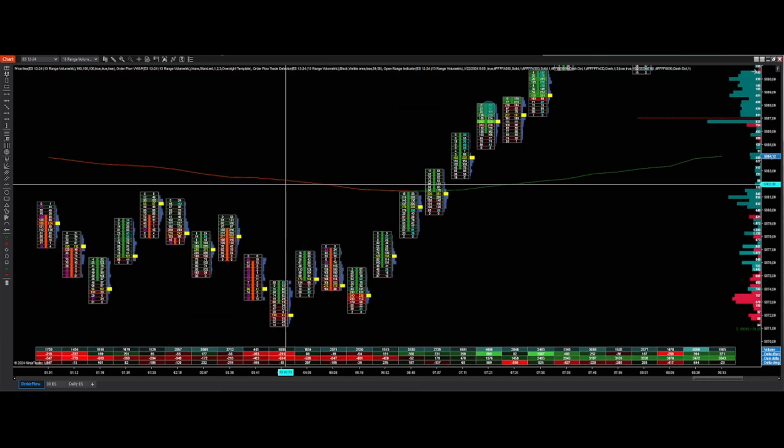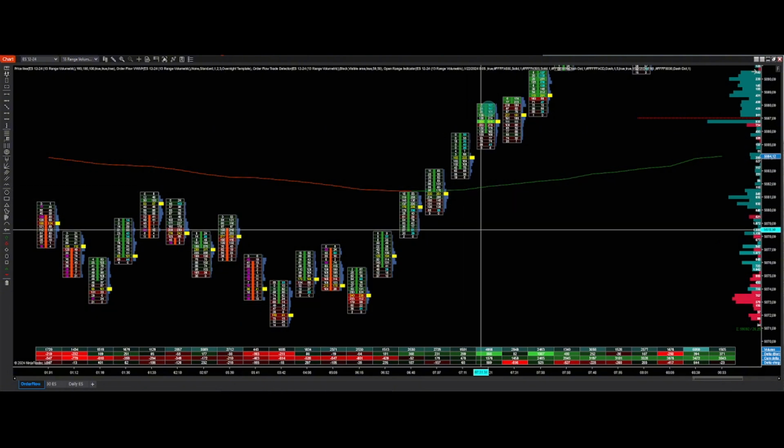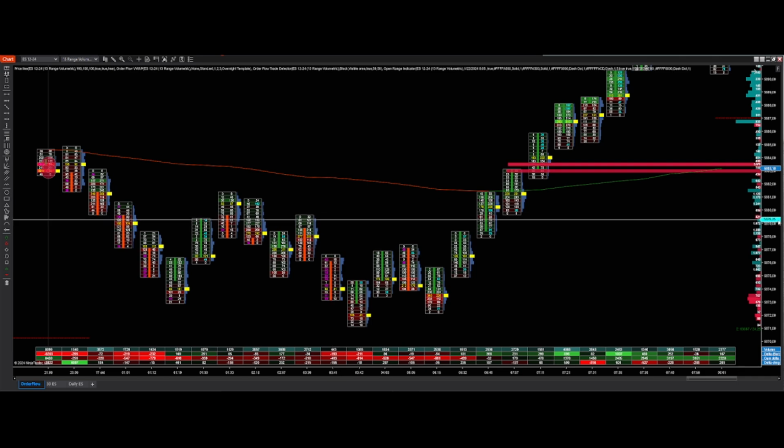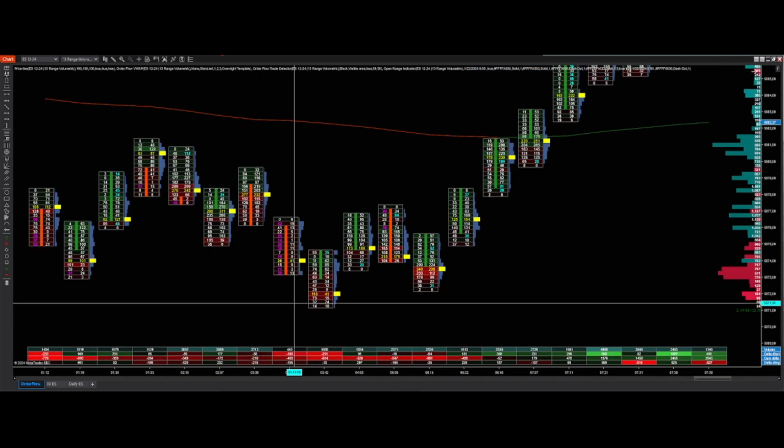So what am I looking for? I look for 3 things specifically. But first, if you don't know what you're looking at on a footprint chart, let me give you a brief explanation. You can also watch some of my previous videos where I explain them in more depth. On the left side, you have executed sell orders, and on the right side of a footprint chart, you have executed market buy orders.